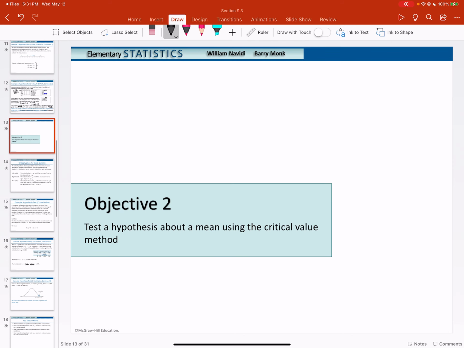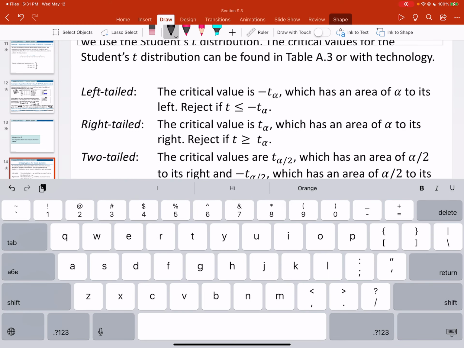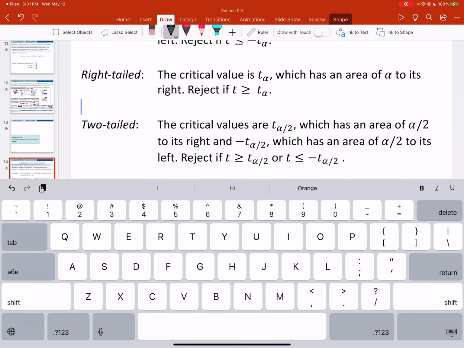All right, now we're going to do the critical value method, which is a little different. Okay, so let's talk about this. Okay, so to test a hypothesis about a population mean when sigma is unknown.